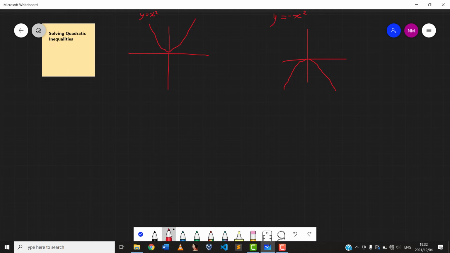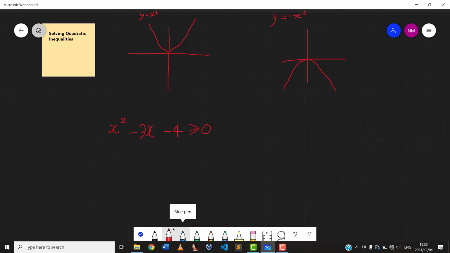Let's solve the quadratic inequality x squared minus 3x... That's a bit untidy. Minus 3x minus 4 is greater than or equal to 0. So this does look kind of confusing, but it's actually pretty easy once you see how to do it.